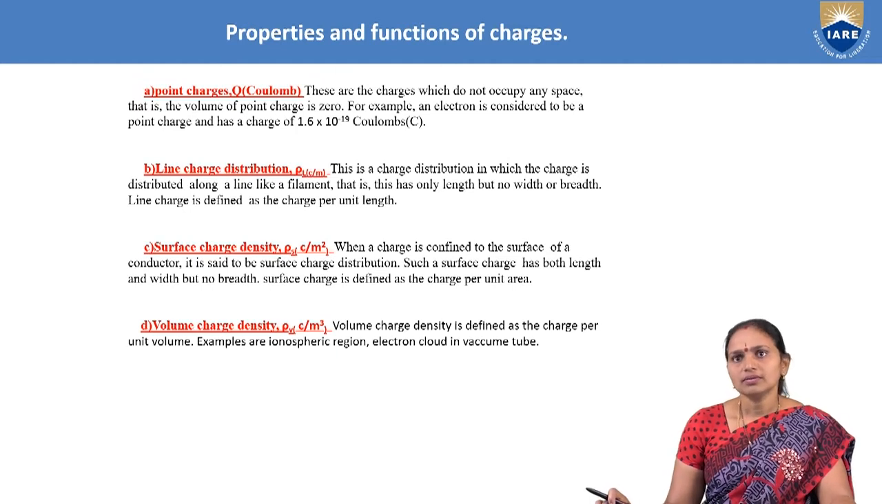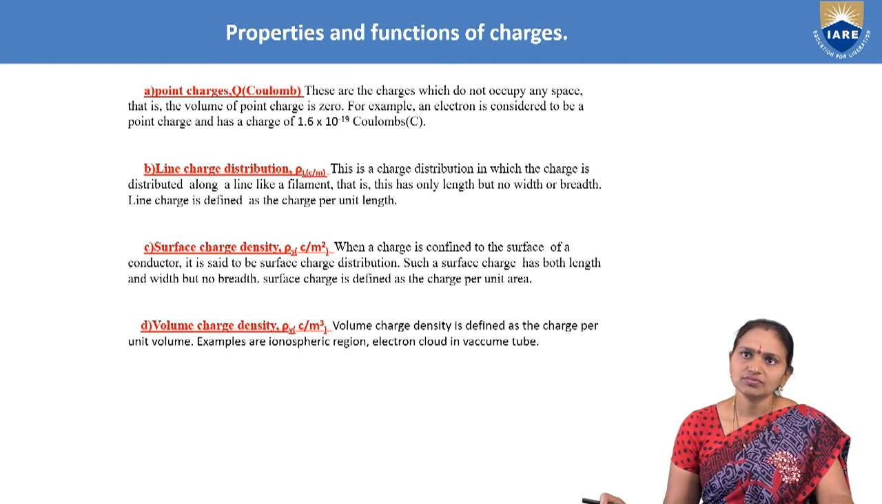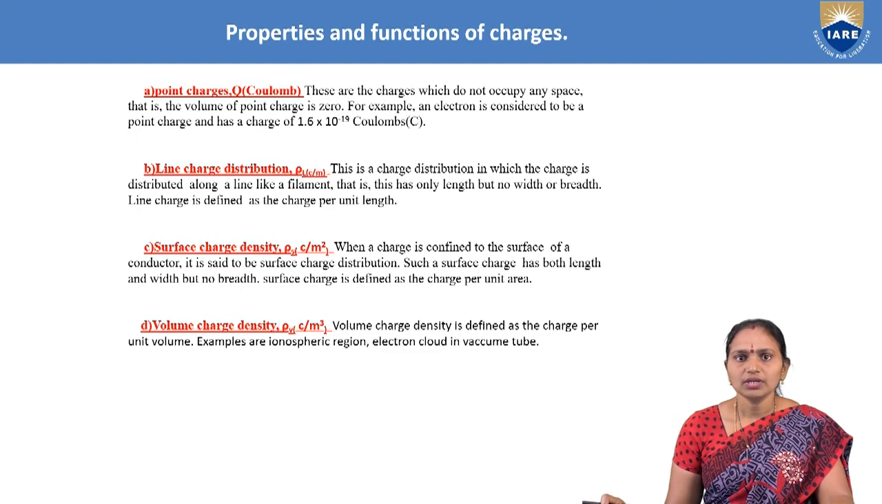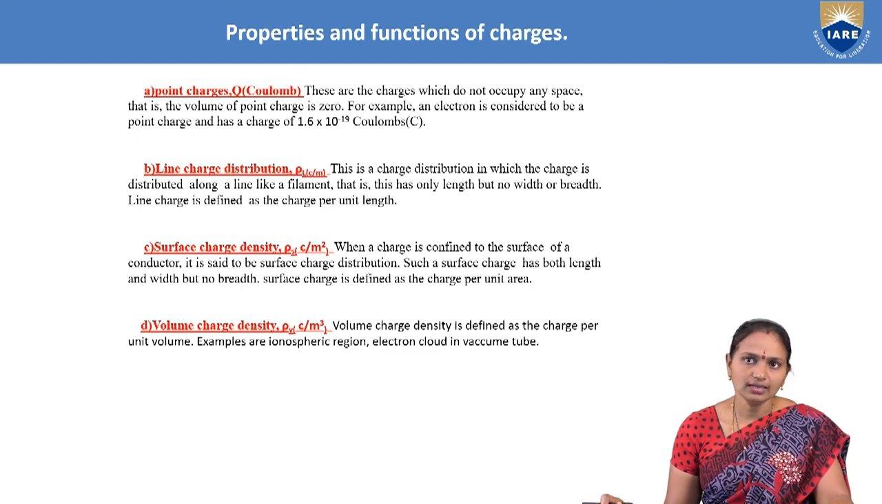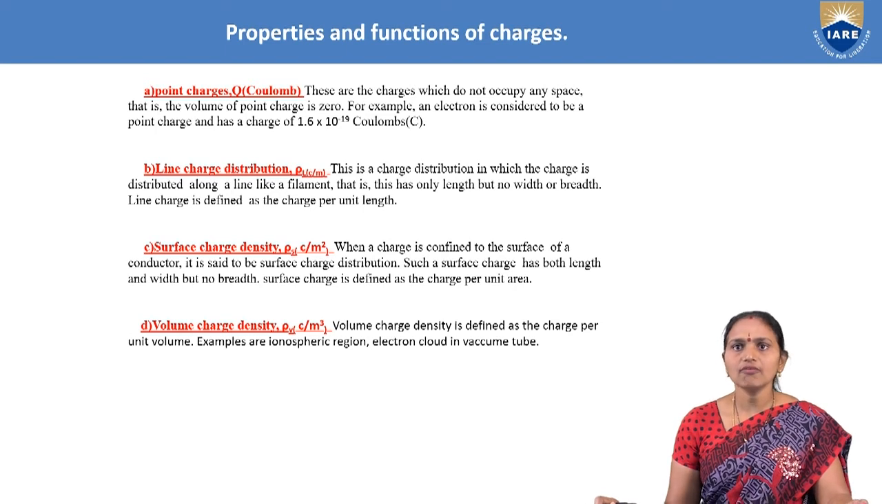And if you go through the distribution or orientation of the charge, it may be located at a point, or it may be distributed along a line, it may be distributed over a surface, and it may be distributed over a volume. Depends upon how it is distributing, we can call the charge as point charge, line charge, surface charge, or volume charge. First, we will go through point charge.